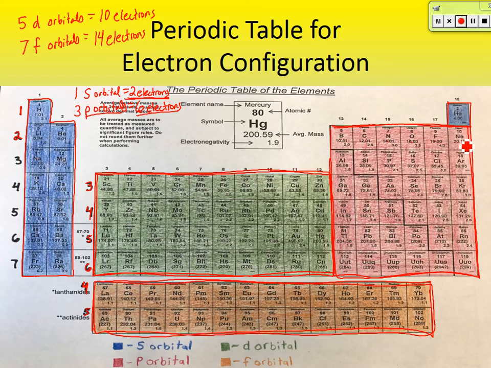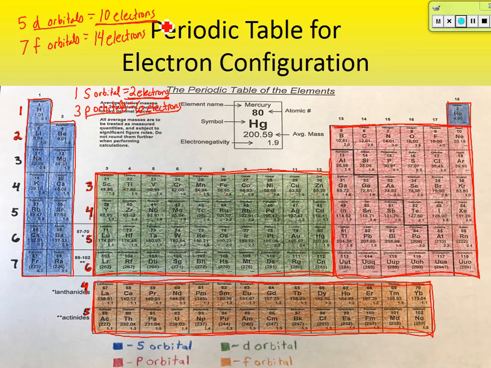Okay, let's continue this. The d orbitals, there's 5 of them. So it holds 10 electrons. So if you look at the d orbital block of elements right here, if we count across 1, 2, 3, 4, 5, 6, 7, 8, 9, and 10. And that's why there's 10 elements across in this block, because they can hold 10 electrons.